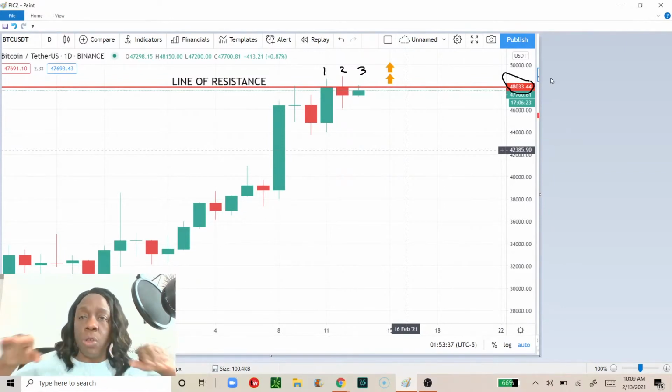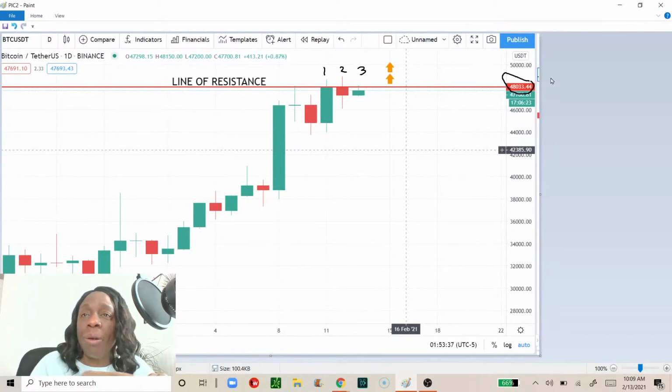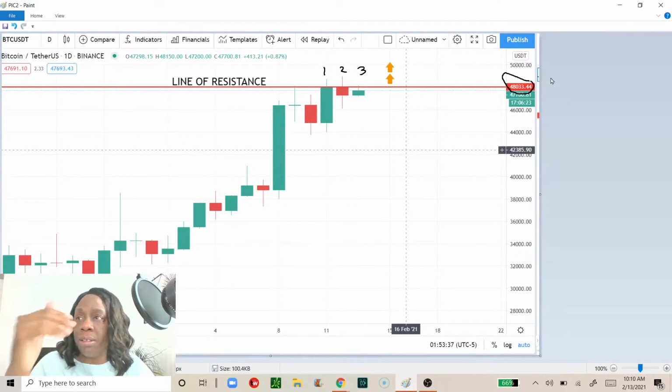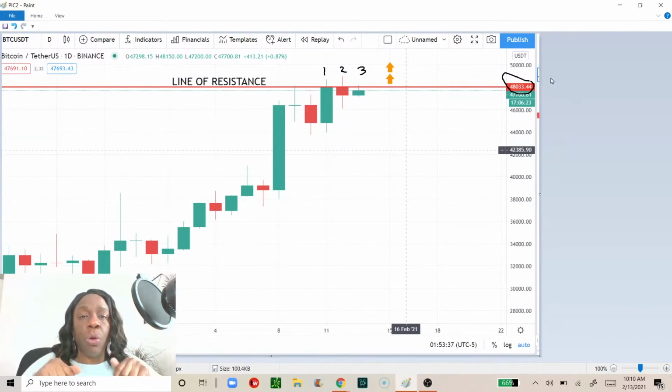There is a force, and that force is actually created by sellers. Sellers have orders on automation. So people are camped out at this line of resistance. As soon as price action is going to 48K and above, they start selling. Selling always causes price to go down. And that's what a resistance is.